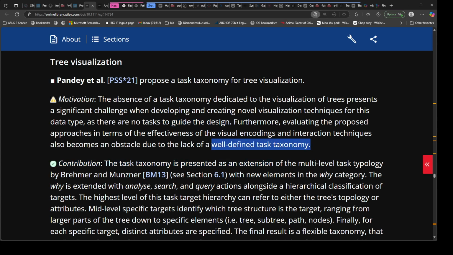Contribution. The task taxonomy is presented as an extension of the multi-level task typology by Bremer and Munzner, [BM13], see section 6.1, with new elements in the Y category. The Y is extended with analyze, search, and query actions alongside a hierarchical classification of targets. The highest level of this task-target hierarchy can refer to either the tree's topology or attributes.